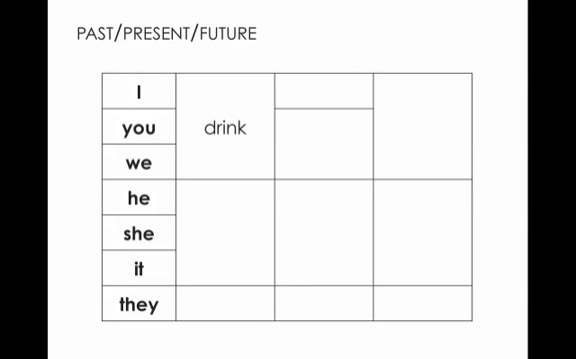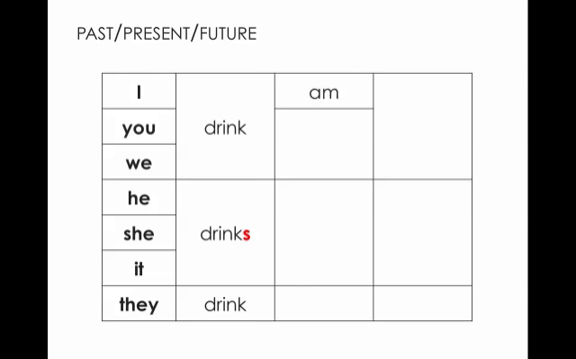If we go to he, we say he drinks every day, and we need an S at the end, which is the same for she and it. She drinks every day, it drinks every day. When we go to they, and we say they drink every day, the S comes off.